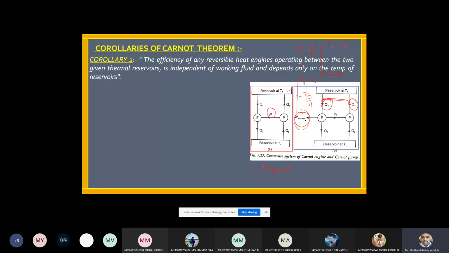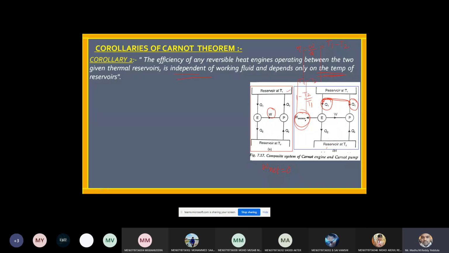Therefore, the assumption I assumed is wrong. Means what is the assumption I am assuming? That the efficiency also depends upon the working fluid, right? Here, if I consider the working fluid, the assumption is wrong. Therefore, what is the conclusion? The efficiency only depends upon the temperatures, not on the working fluid. That is the corollary: the efficiency of a heat engine operating between two given thermal reservoirs is independent of the fluid and depends only on the temperature of the reservoirs, right?